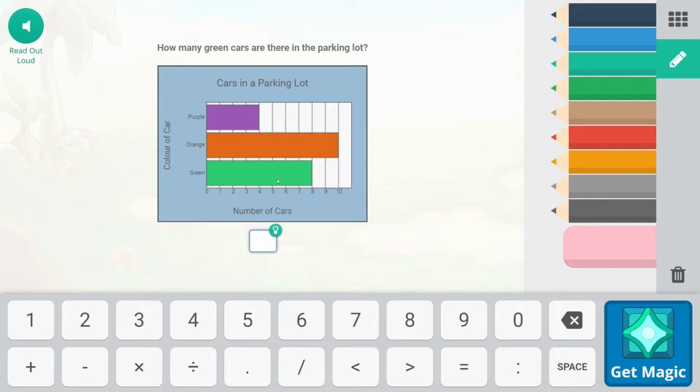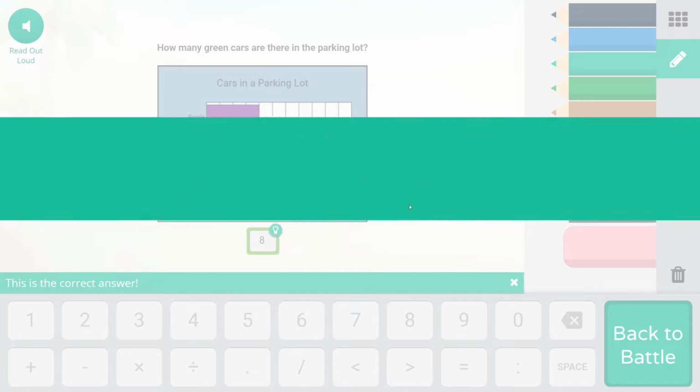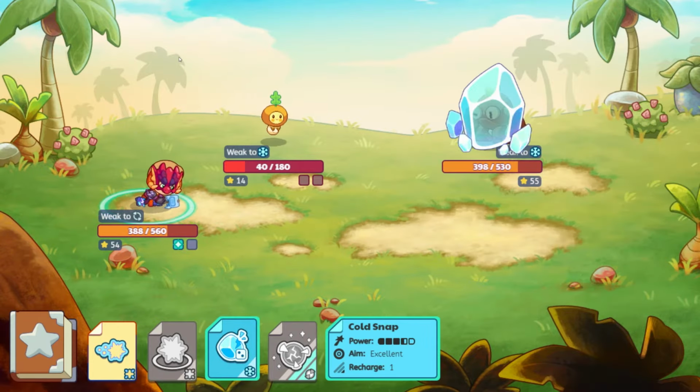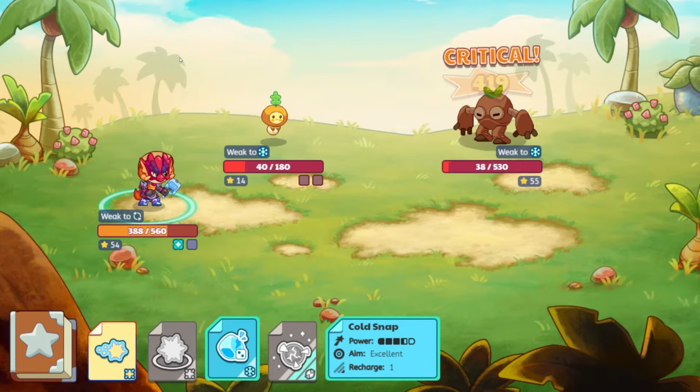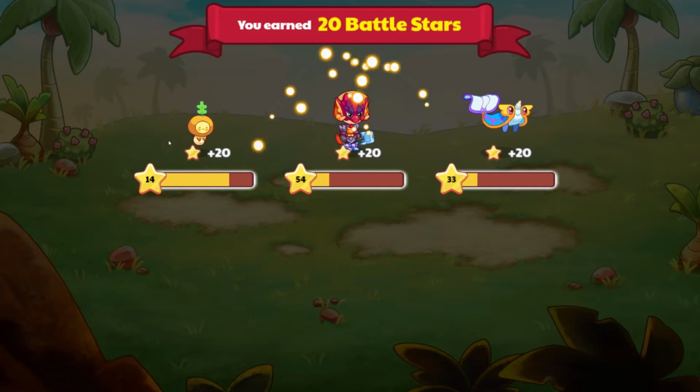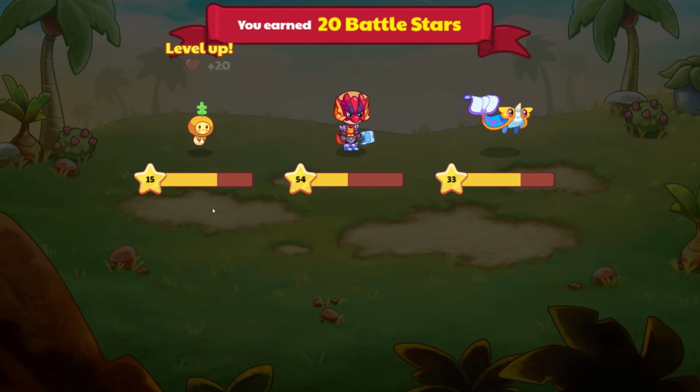How many green cars are in the parking lot? 8 green cars in the parking lot. That actually said "are there in the parking lot." And Cold Snap. Is it enough? It is enough, yes. All right, so we got that battle out of the way, or rather, we completed the battle.